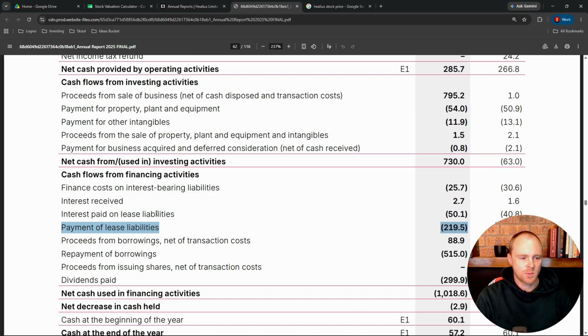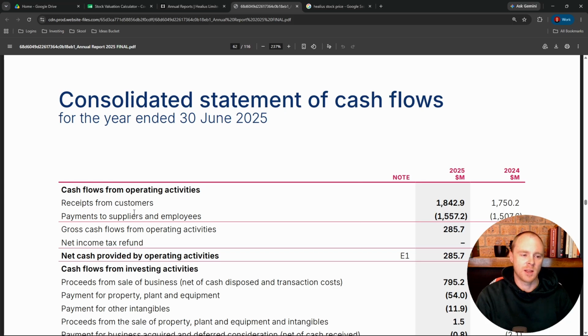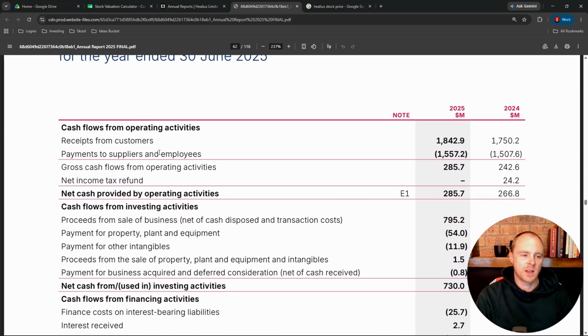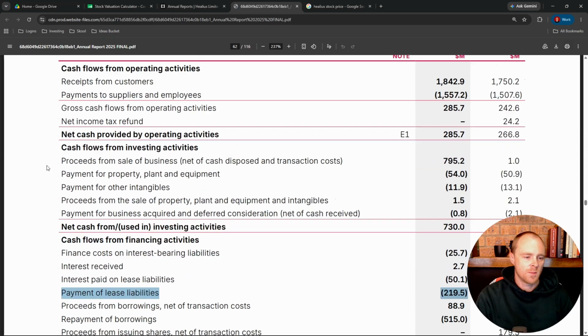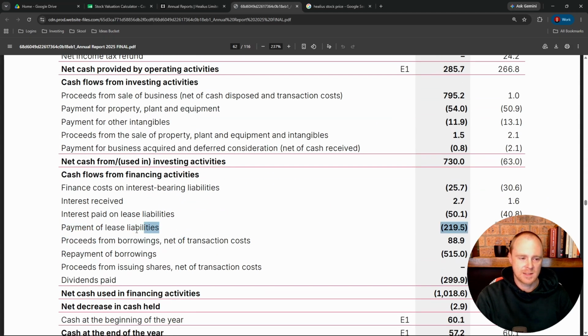Now, we've got interest paid on lease liabilities, proceeds from borrowings, repayment of borrowings. Things like this is usually where the business will be reinvesting part of the free cash flow it's got back into the business. Or it might be paying off some debts and things like that. But this payment of lease borrowings is pretty much something that is required every single year. And usually these are actually coming out up here in terms of an operational expense. But for a funny reason, it's down here.